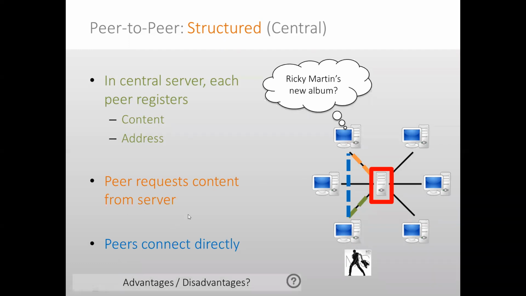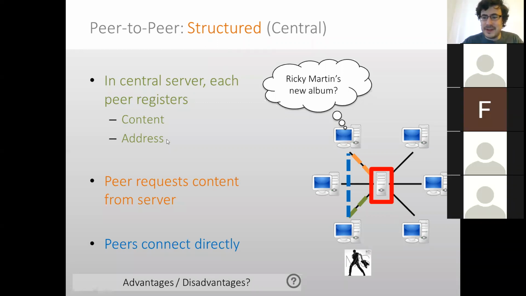So advantages and disadvantages, any ideas? One advantage is obviously that now we can more easily find peers that contain certain content. Any disadvantages? Data coordination wouldn't be such an issue, so we can still send the data from peer to peer as we did before.